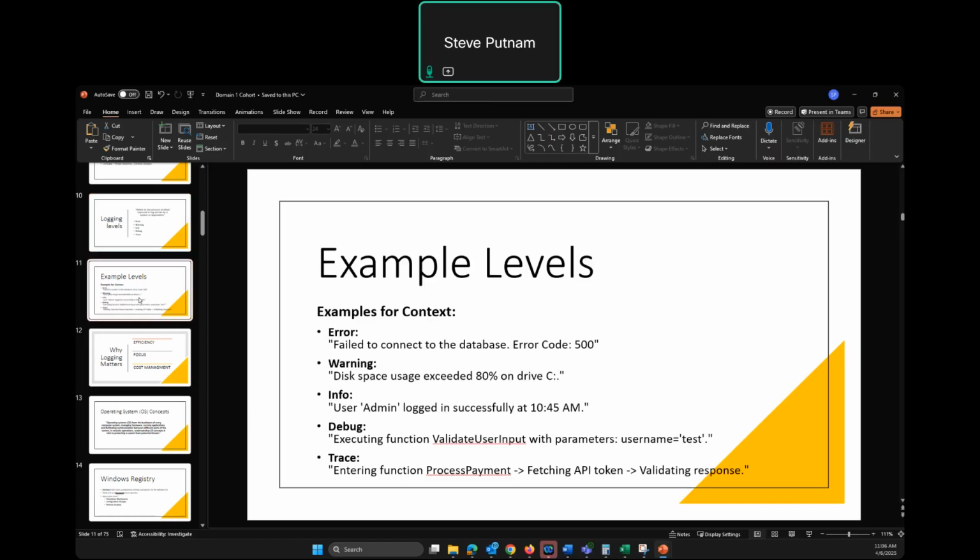Okay, example levels. Here are some examples of what these may look like, just to give you an idea. For example, an error: failed to connect to a database. Your warning could be that your disk usage is too high on your C drive. An info could be that an admin logged on successfully at 10:45, but maybe you didn't have any admins at work at that time. Maybe somebody was elevating with an admin, right? Debug, again, validating user input, which is very much about debugging applications and software development.